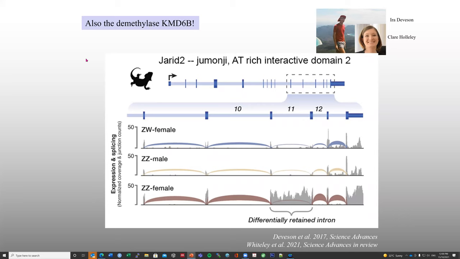And also exciting is that the intron retention event occurs in this KDM6B as well. And it's not just in our dragon. The same intron retention occurs in the alligator and in the turtle. So it's a really ancient mechanism that's been highly conserved over 300 million years.